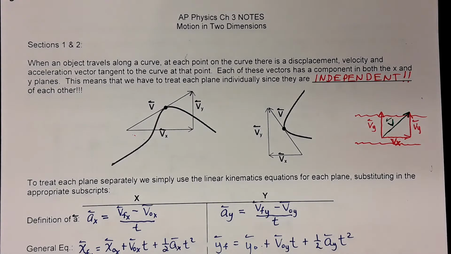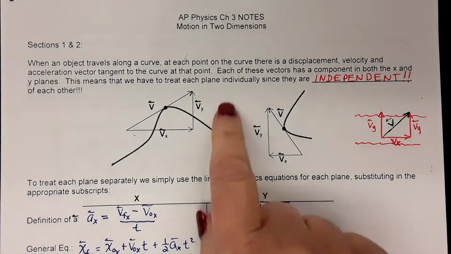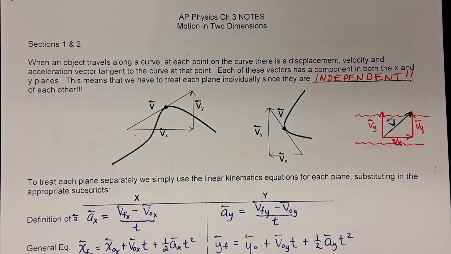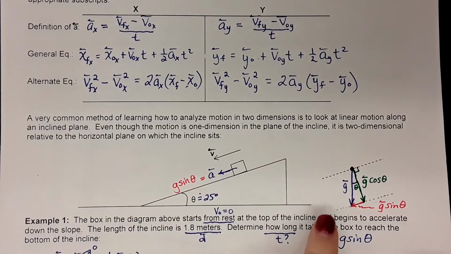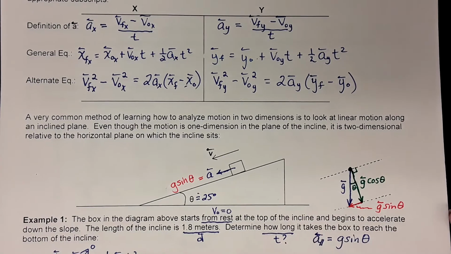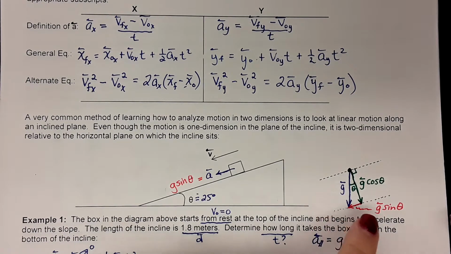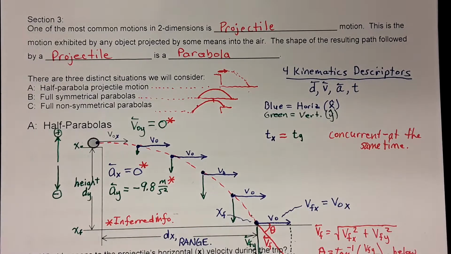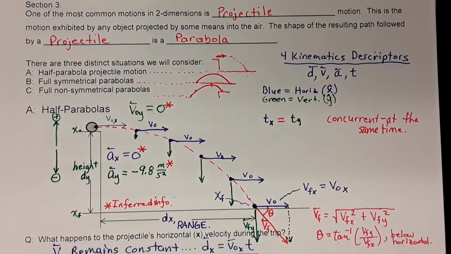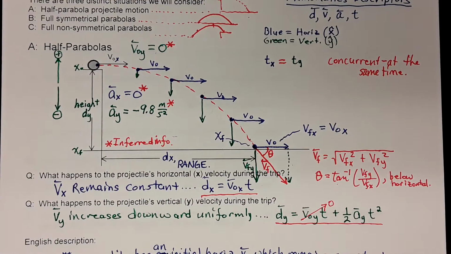Hello everybody. Okay, so today we're going to be looking at full symmetrical parabolas. Now, in our notes, we've already looked at how to look at two-dimensional motion along an incline. We can consider it linear if we remember to take any acceleration along the incline and break it down and use the piece that's parallel to the incline. We practiced doing that, even the diagrams. All right, then we looked at half parabola projectile motion, and we've been practicing a lot of that, haven't we?